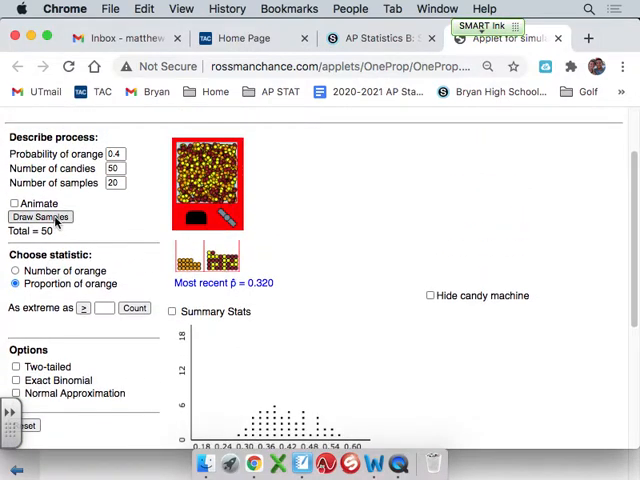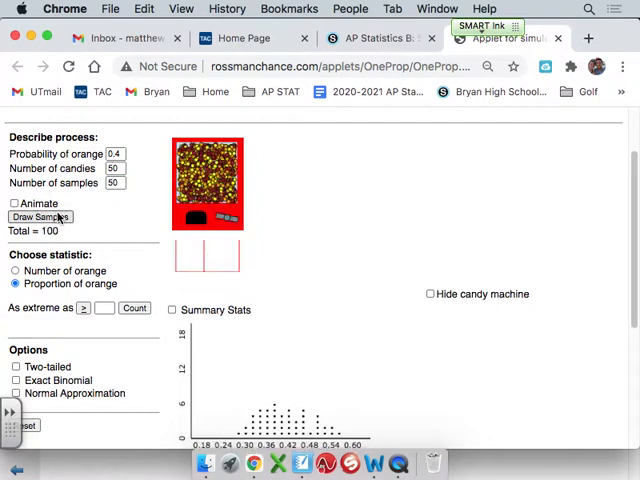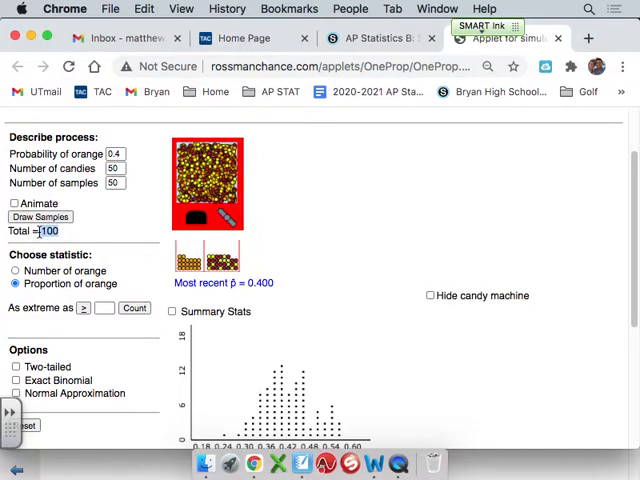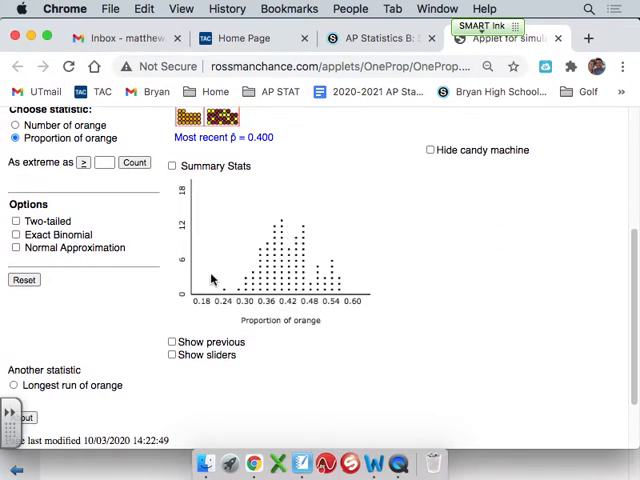Let's see, I'm going to do 50 to get up to 100. So we've done 100 total simulations right now, and this is what my graph looks like. I have some over here, a lot here, and then it tails away again to the right side.